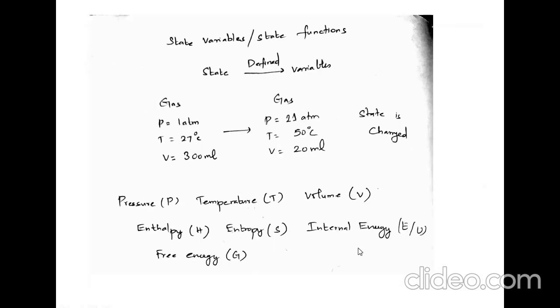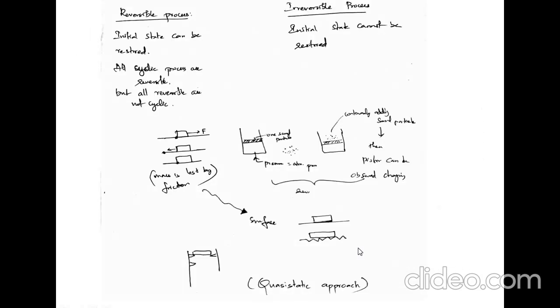Okay, so we were discussing reversible and irreversible processes. So what is a reversible process? The initial state can be restored, right? Whatever the pressure and volume, after reaching the final state it can be brought back to the same initial state, right? It is a reversible process. Whereas in the case of irreversible, it is not brought back. It can't be restored back, right?